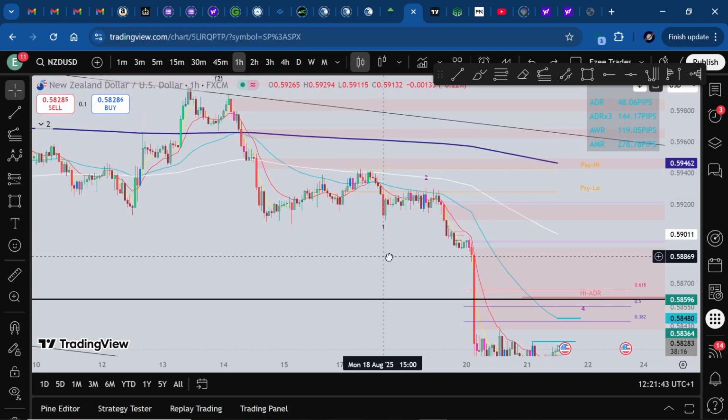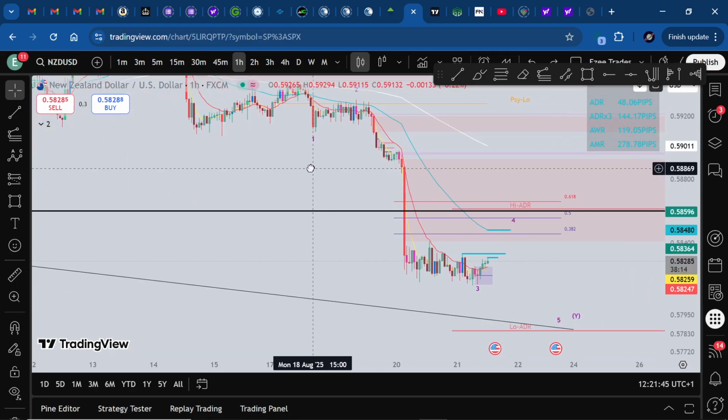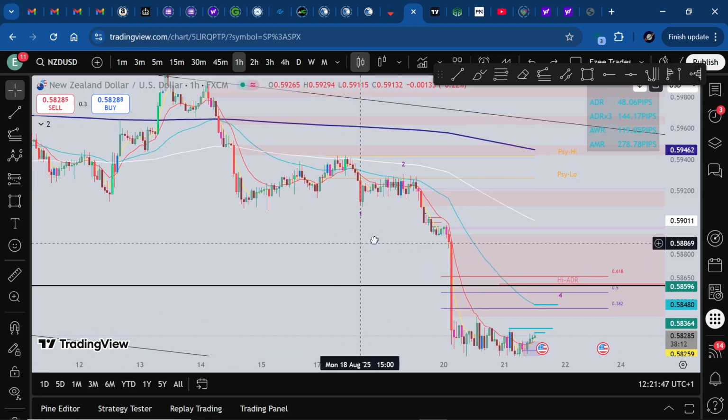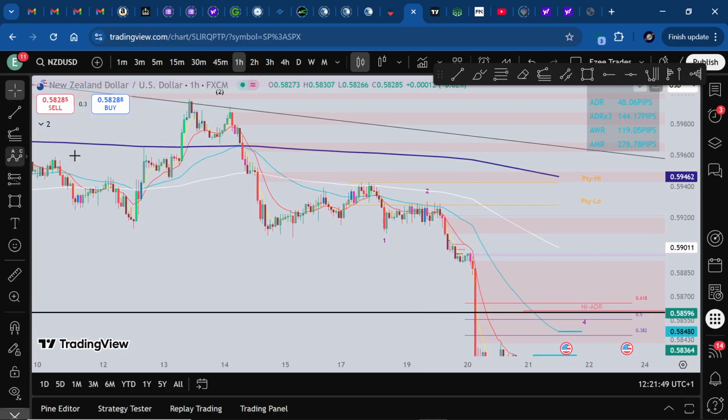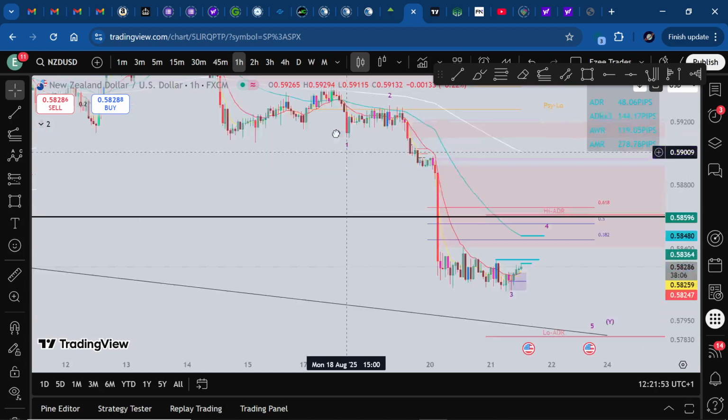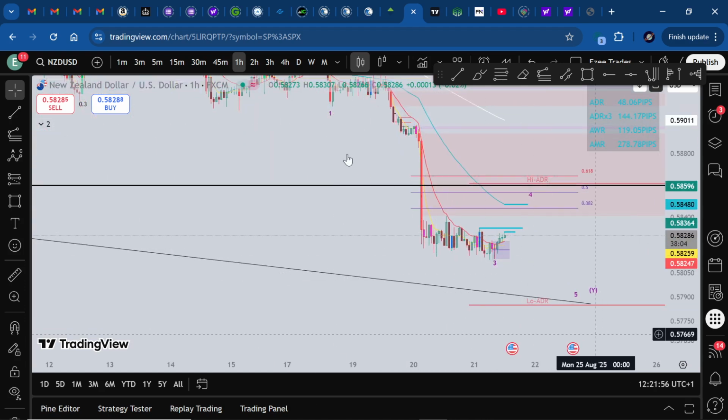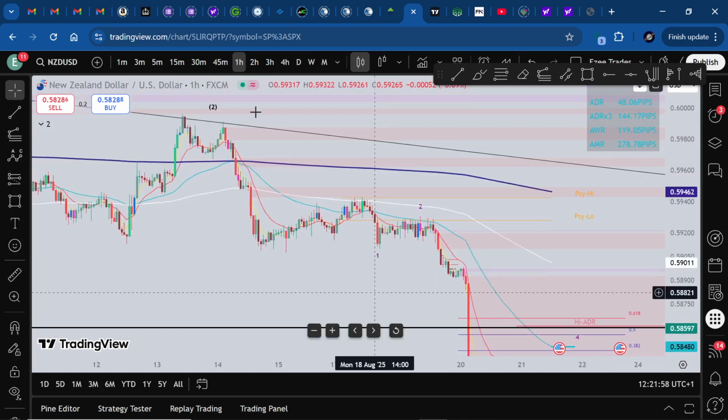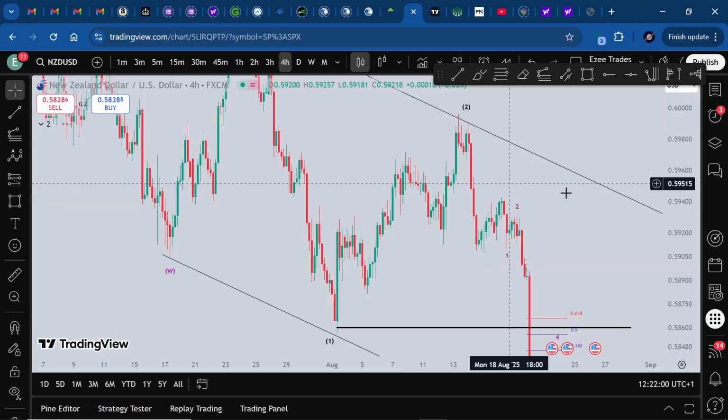In fact, this is the clearest one. Yeah, and that overall would give us 1 2 1 2 3 4 5, which is probably just a higher degree 3.